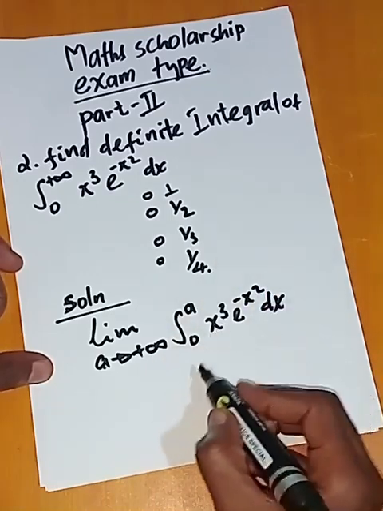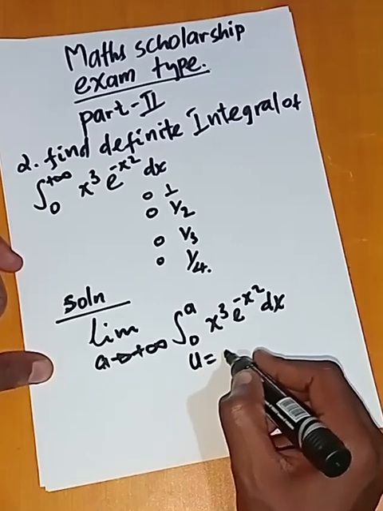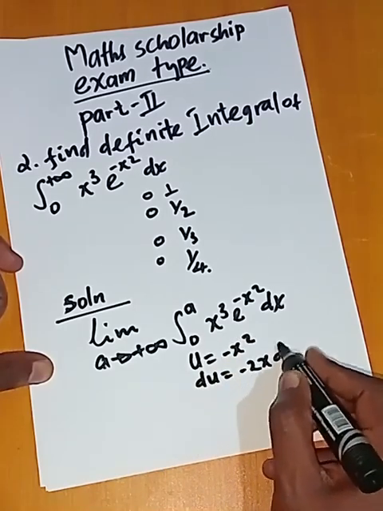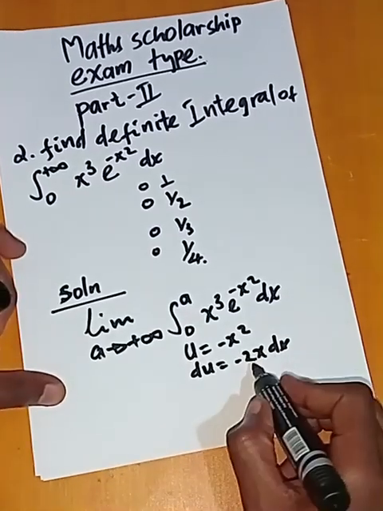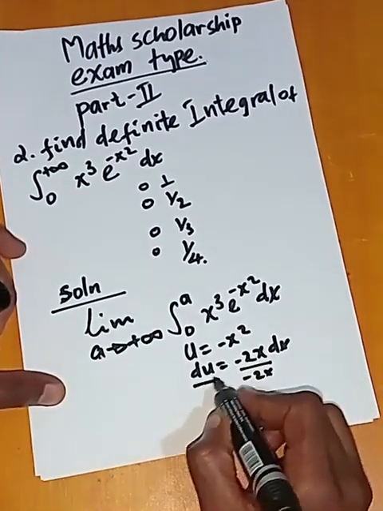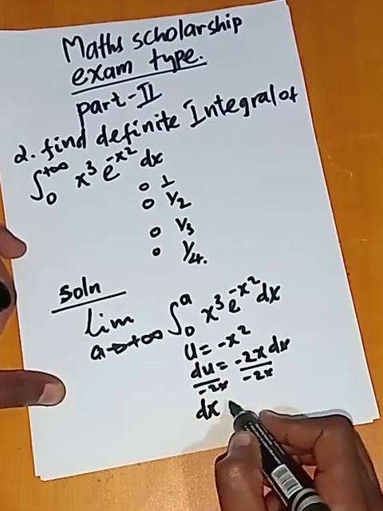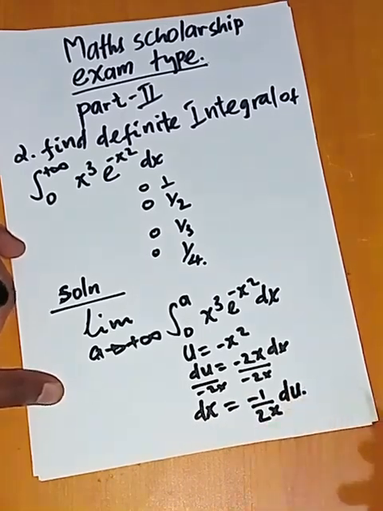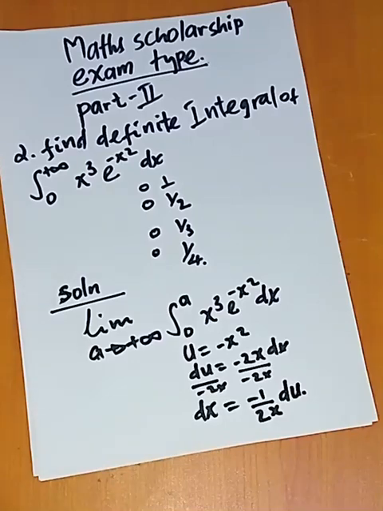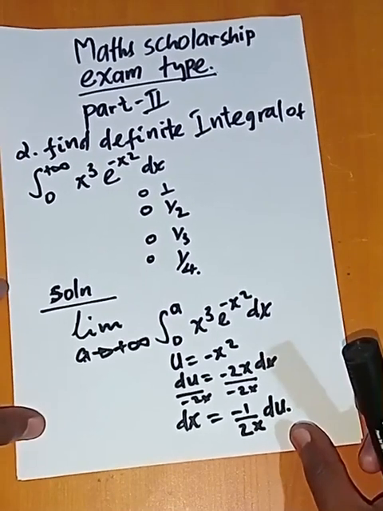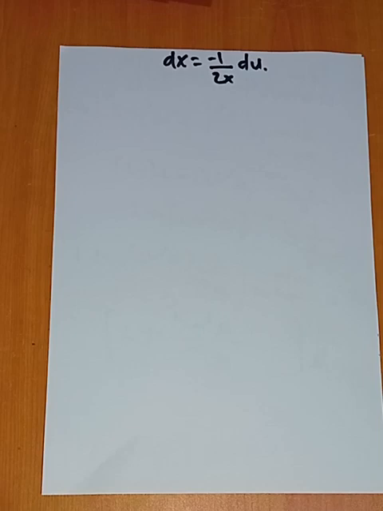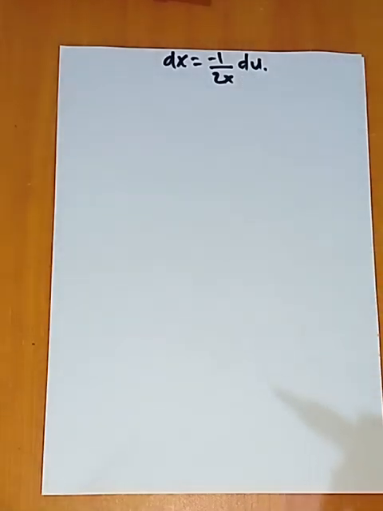In this case, let u be equal to negative x squared. So du is equal to negative 2x dx. Dividing by negative 2x, dx is equal to negative 1 over 2x du. Since I'm going to use integration by substitution, my dx is equal to negative 1 over 2x of du.